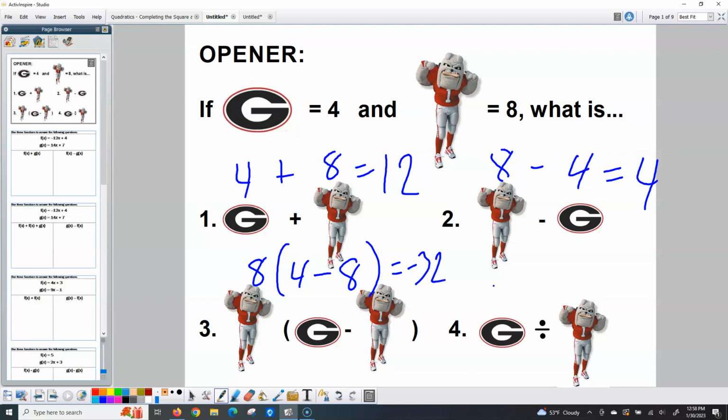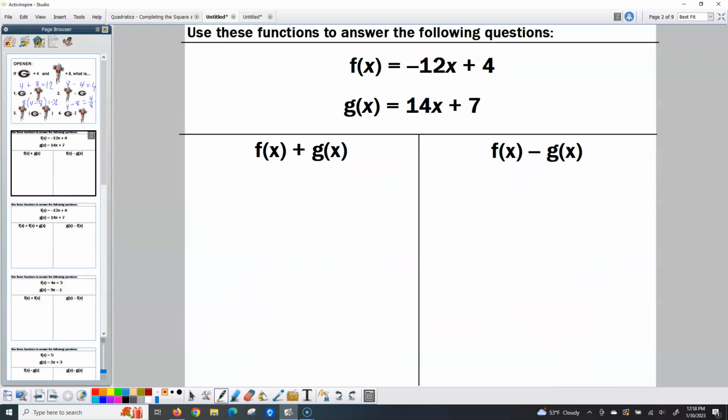G is 4 divided by hairy dog is 8. You could rewrite that as 4 over 8. That would be 1/2. So when I look at something like this, I just think of this as the power G and this is hairy dog right there.